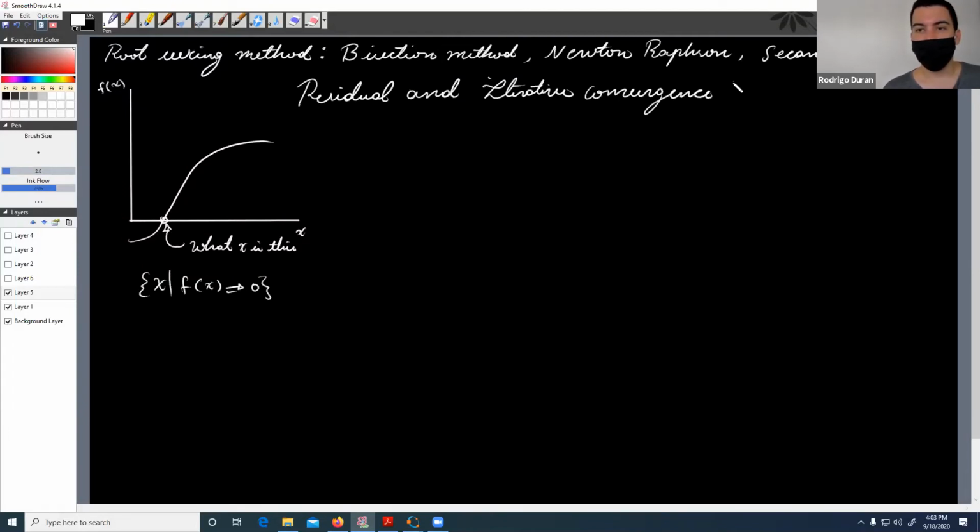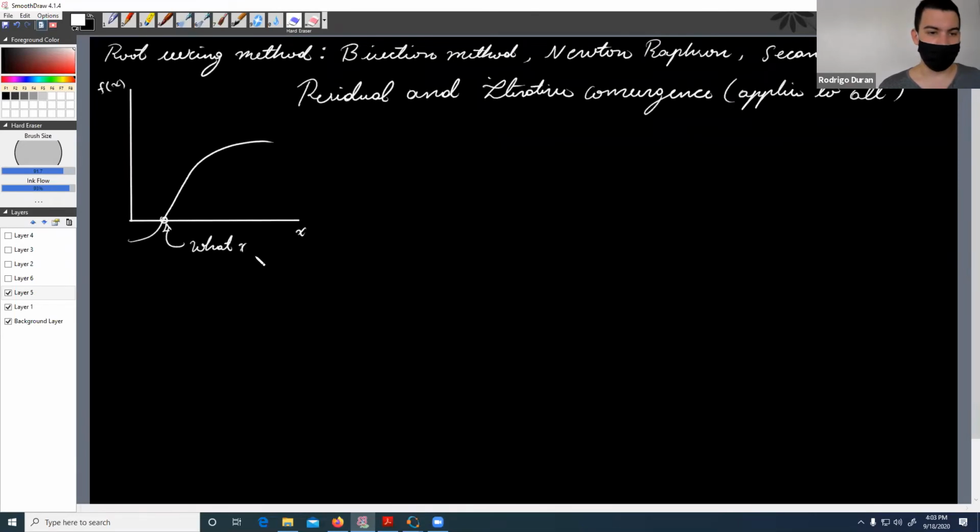And this applies to all of them. So what I mean by this is that the equations that I'm going to use to label residual and the equations that I'm going to use to label iterative convergence are going to be the same. So I'm going to use the same graph that I have right here. So let me just delete this real quick. And there you go.